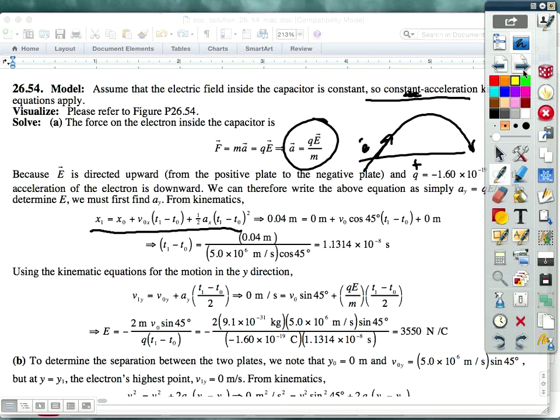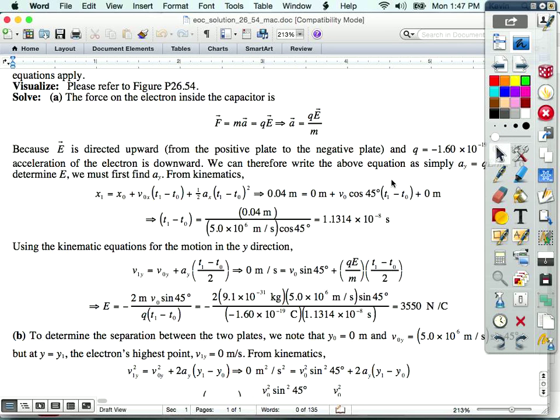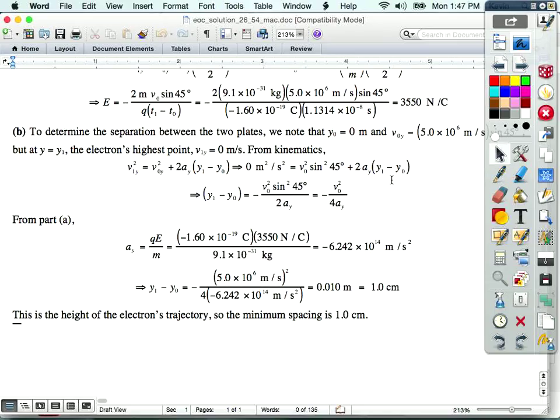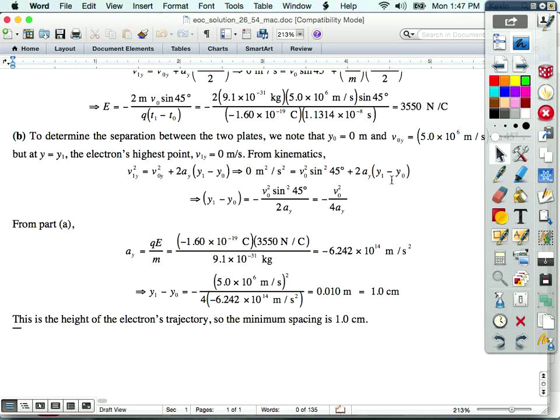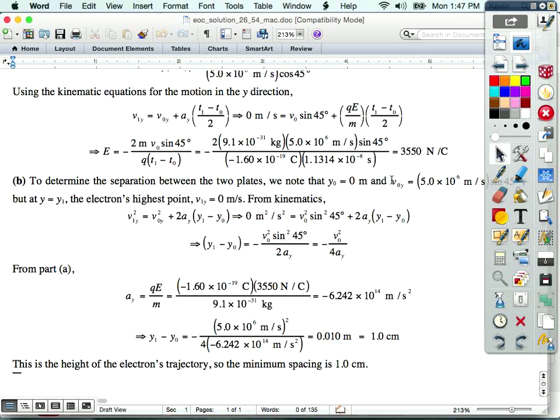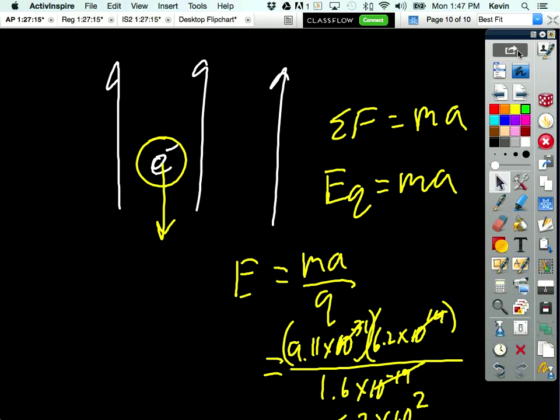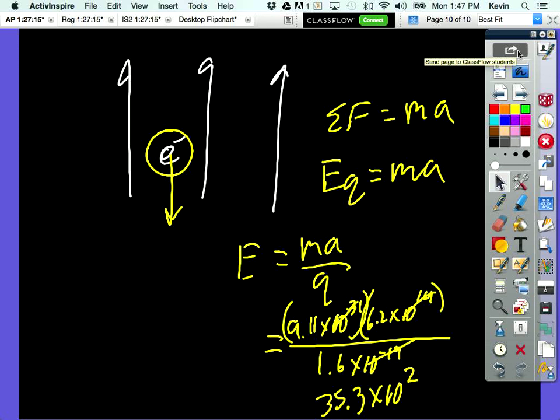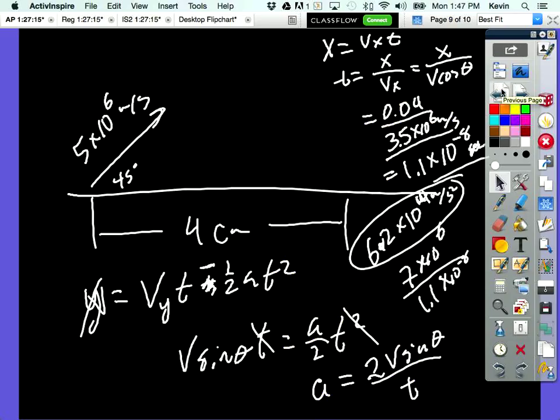Okay, so if we go to this and check our answer, see if that's completely wrong or not. Oh, okay, there it is. I was like, oh crap. Yeah, so we're doing good, right? Everybody cool with that? Okay, so then the second part is, what is the minimum spacing between the plates? The second part is how high is that?